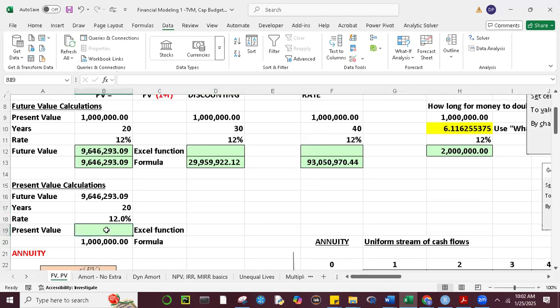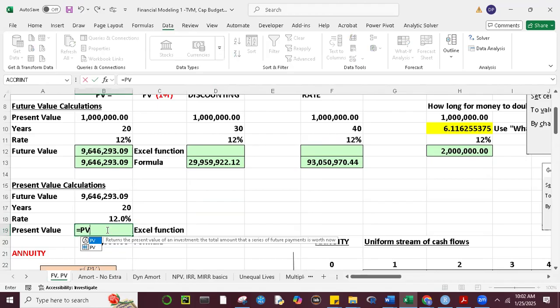And let's use the PV function. The PV function returns the present value of an investment, the total amount that a series of future payments is worth now. So how much is 9.6 million obtained in 20 years' time at 12%? How much is that now?